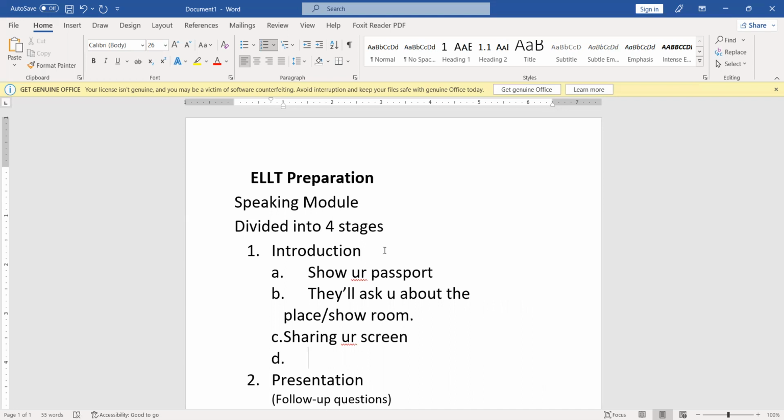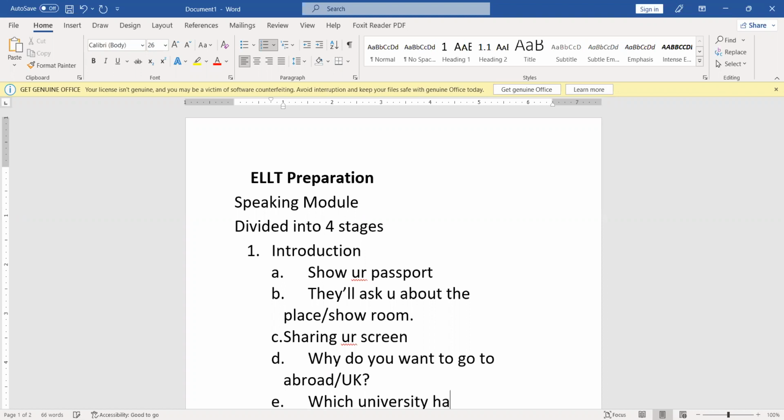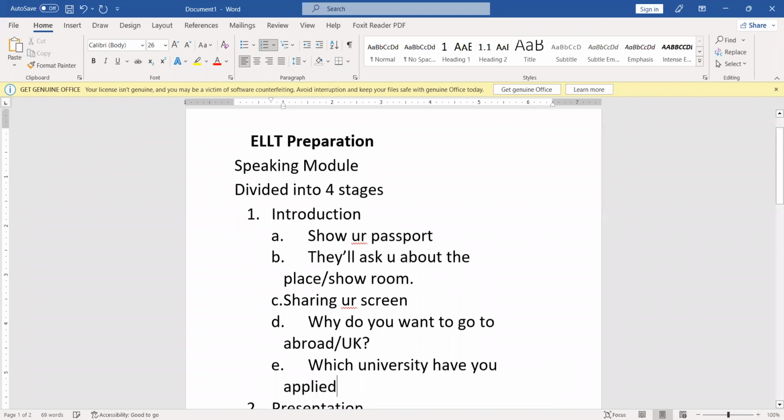And they may also ask you why do you want to go abroad or to the UK, or which university have you applied to?